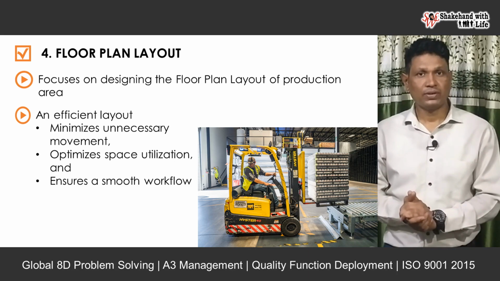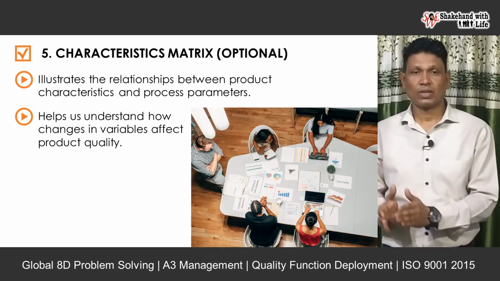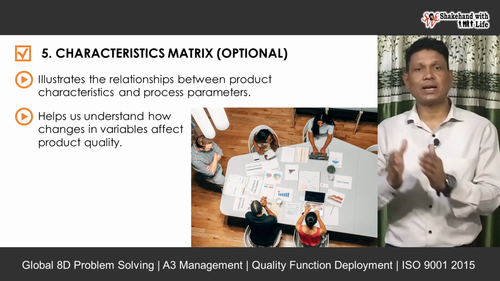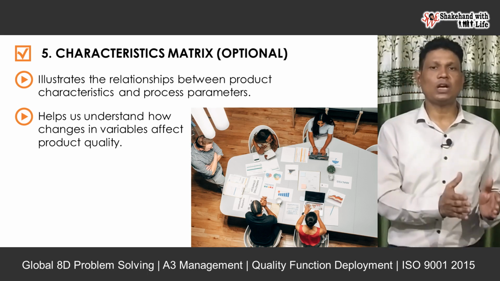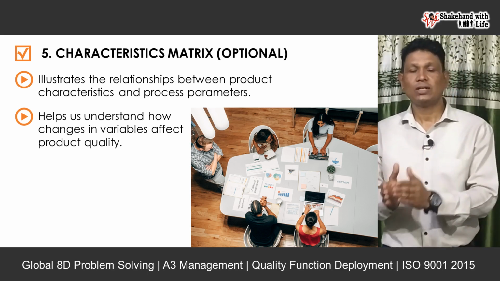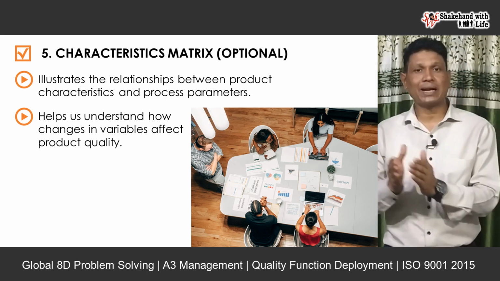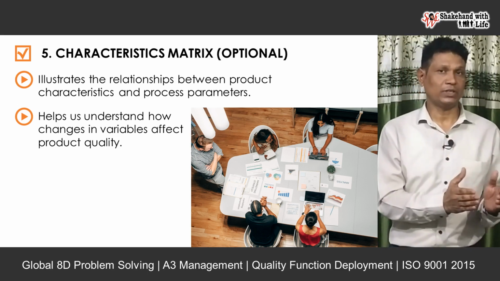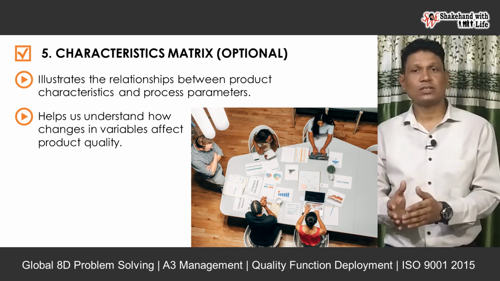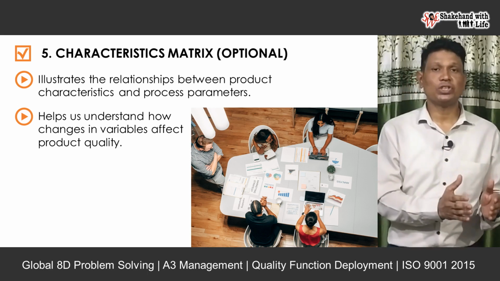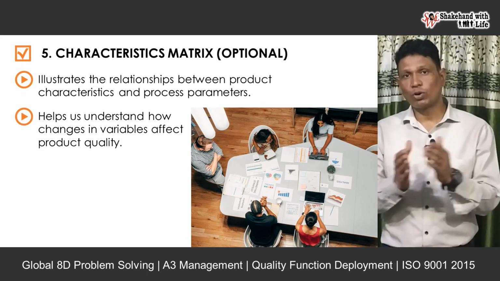Step number 5, characteristics matrix. Step 5 introduces the characteristics matrix, an optional tool that illustrates the relationships between product characteristics and process parameters. This matrix helps us understand how changes in variables affect product quality.